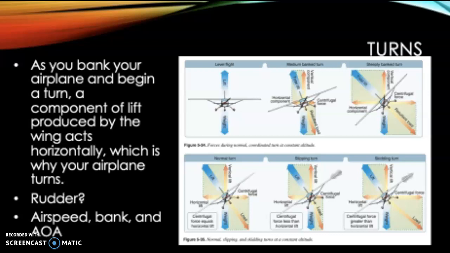When should you use rudder in a turn? I'm sure you're wondering. When entering a turn, rudder should be applied to move the nose in the direction of the turn. Once the aircraft nose is going in the right direction, rudder should no longer be necessary.